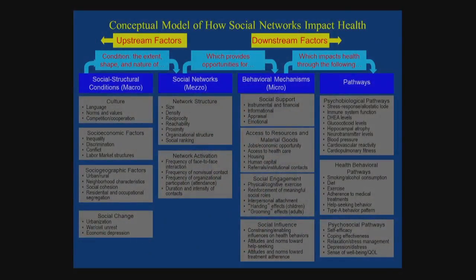So here are some others. Access to resources and material goods. As I said, with weak ties, people in networks, strong networks, have better times finding jobs. They find housing. They get access to good health care. They get referrals and institutional contacts. So we can think of access to resources and material goods as one of the important functions of networks.